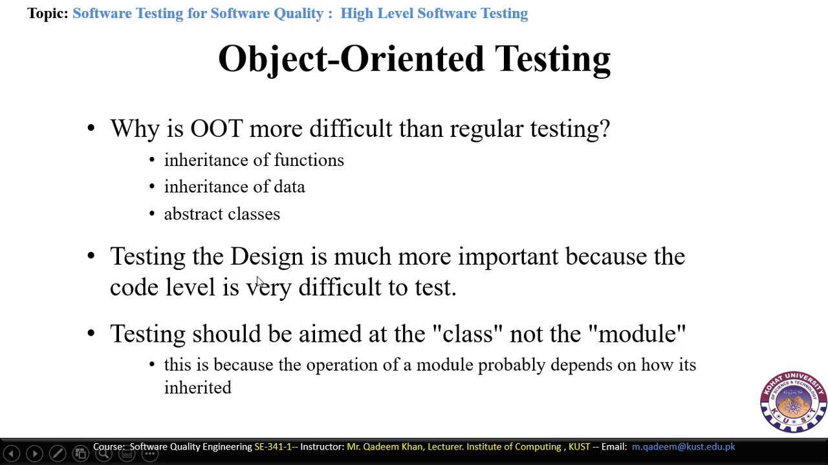In object-oriented testing, we focus on UML-based testing, where we have to test the system based on different UML diagrams, for example, class diagram, object diagram, sequence diagram, interaction diagram, and component diagrams. So we will test the system based on these different UML diagrams. That is called object-oriented testing, because code testing is very difficult as compared to testing the UML diagrams. Testing should be aimed at the class, not the module.